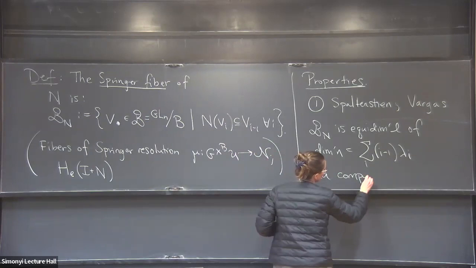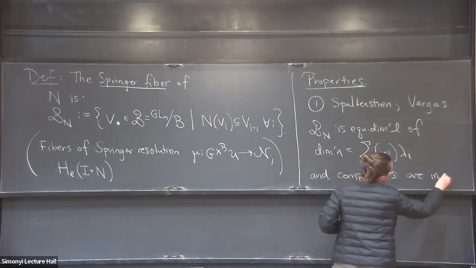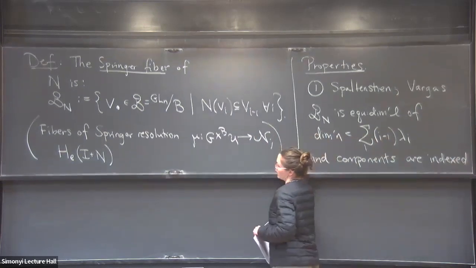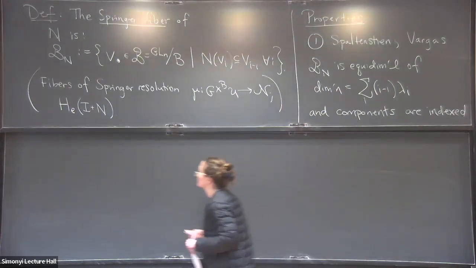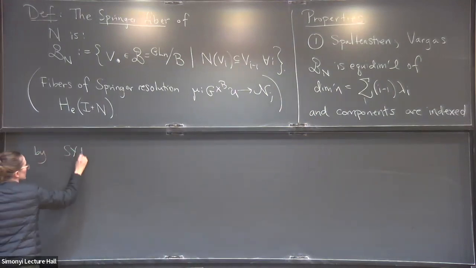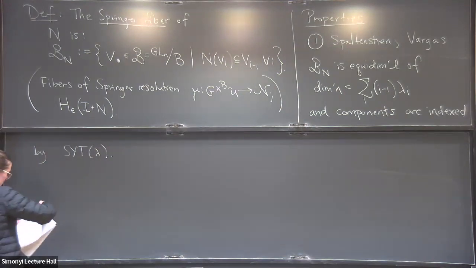Components are indexed by standard tableaux. So I would like to explain a little bit about how this goes. So let's write this down. So how does this work?